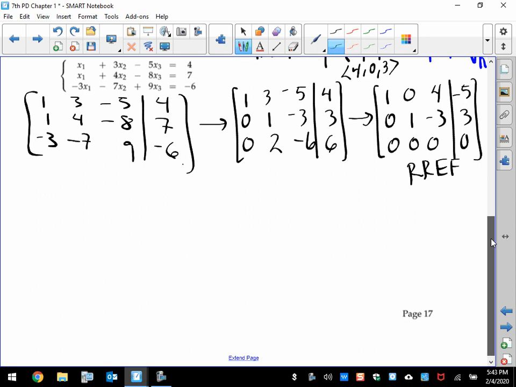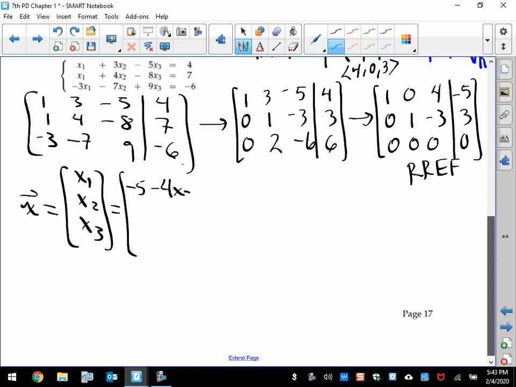But let's go ahead and write our parametric vector form of the solution. So x is going to be x1, x2, x3. x3 is the free variable here, so we want to write x1 in terms of it. So it's going to be -5 minus 4x3.